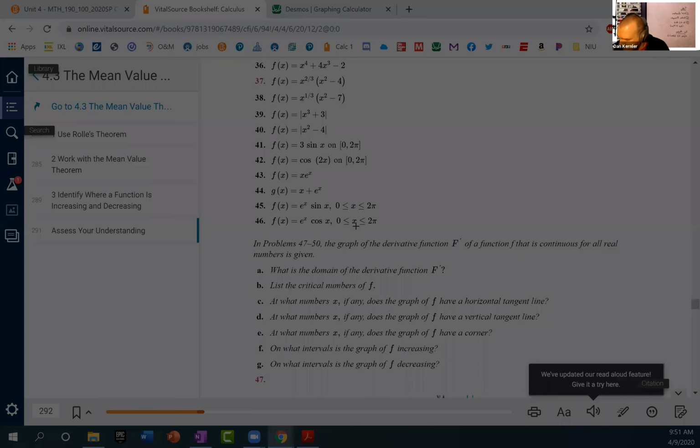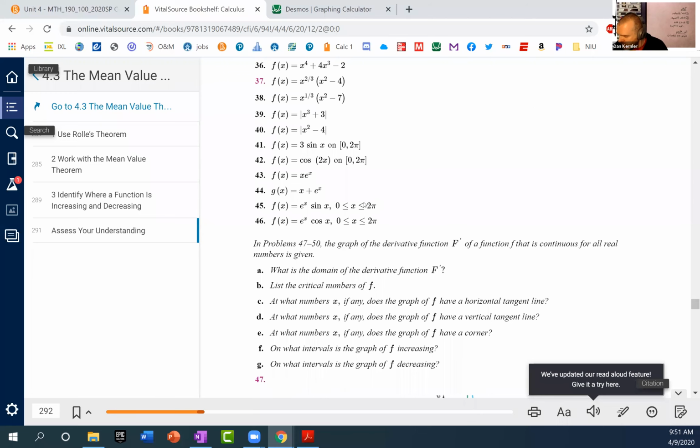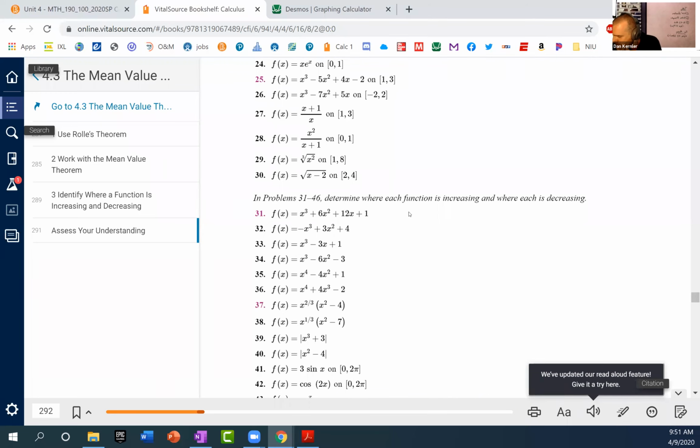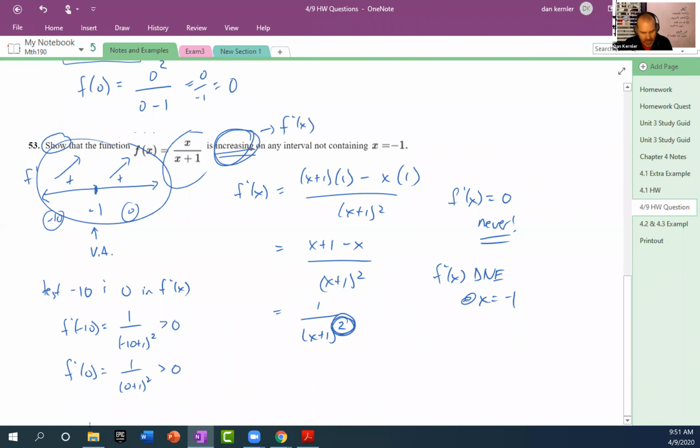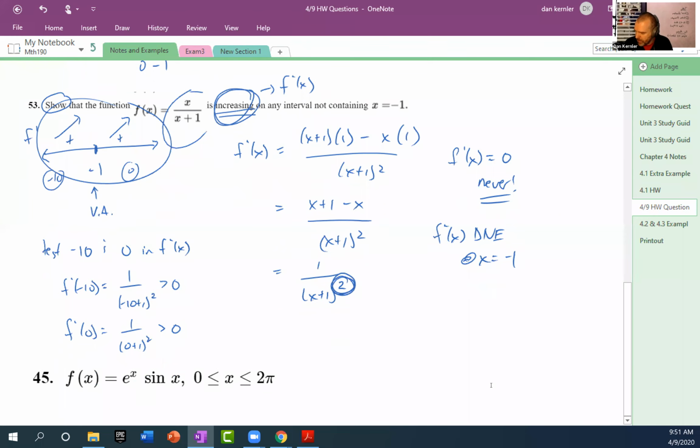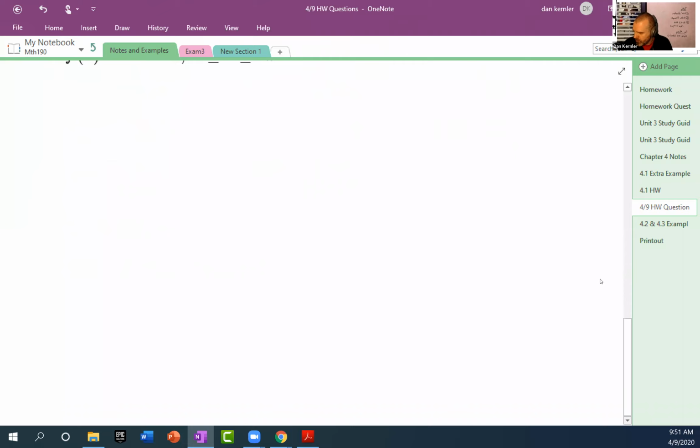This one I think is going to be a little more interesting. This is a little more interesting function. And let me see, we're supposed to determine where each function is increasing or decreasing. So similar. We're going to make a first derivative chart, except I think it'll be a little more interesting this time.